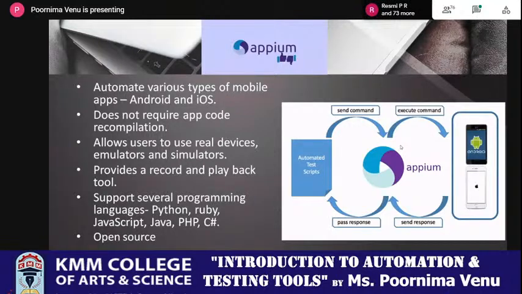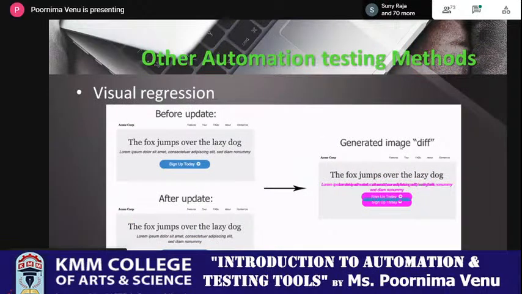It also provides a record and playback tool, so if you do not know the programming languages, there is an option to record and playback. It allows you to just navigate through the application, and it records that navigation as a programming language and gives you a script. In that case, it will just give you what action you have performed, but you can make later changes as your own. It supports several programming languages like Python, Ruby, JavaScript, Java, PHP, and C Sharp. And it's an open source tool as well. Okay, so that's all about Appium.